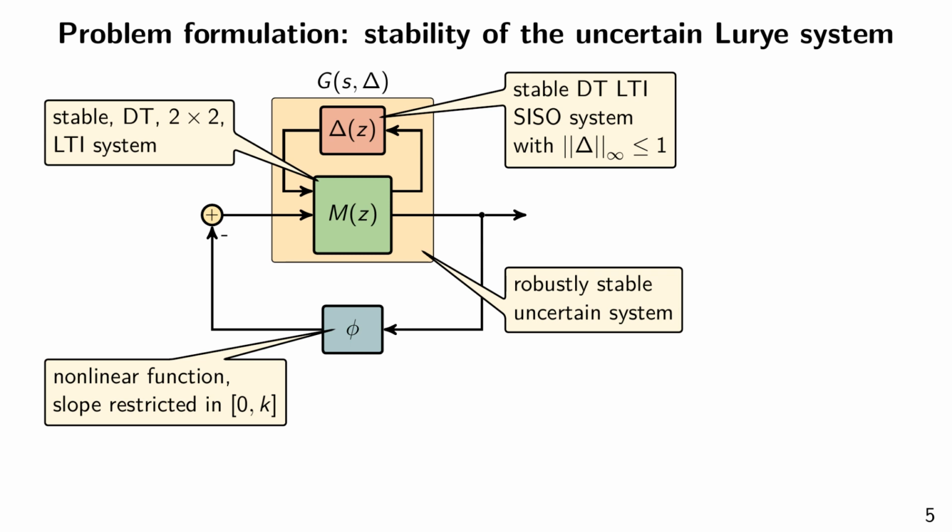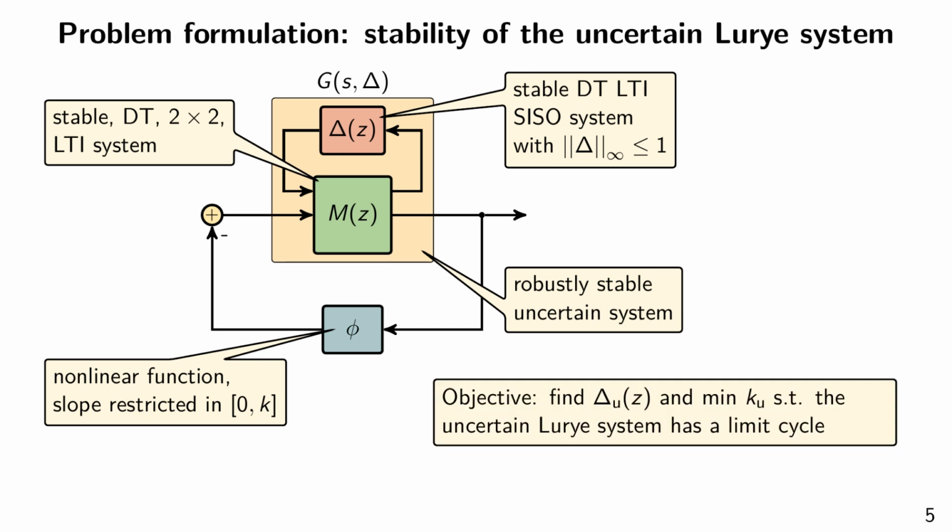This uncertainty block represents unmodeled behavior of the system, such as the response to high-frequency vibrations or dynamics neglected by model reduction. The objective is to find delta U and the minimum of Ku such that the uncertain Lurye system has a limit cycle.